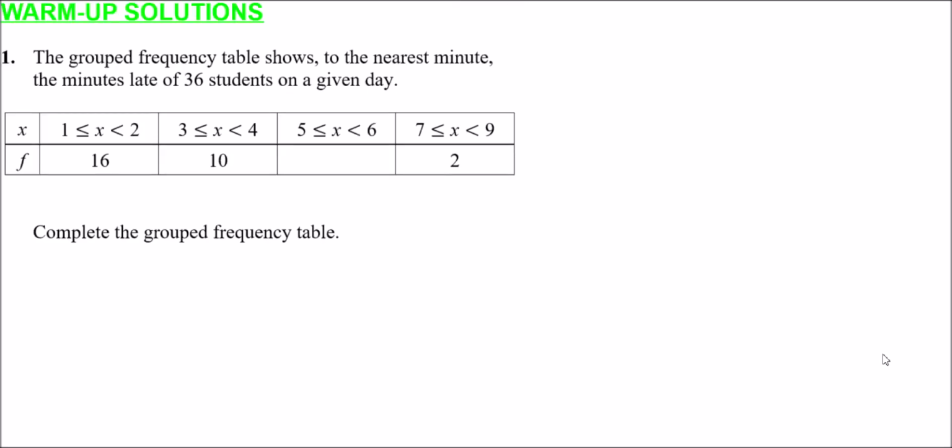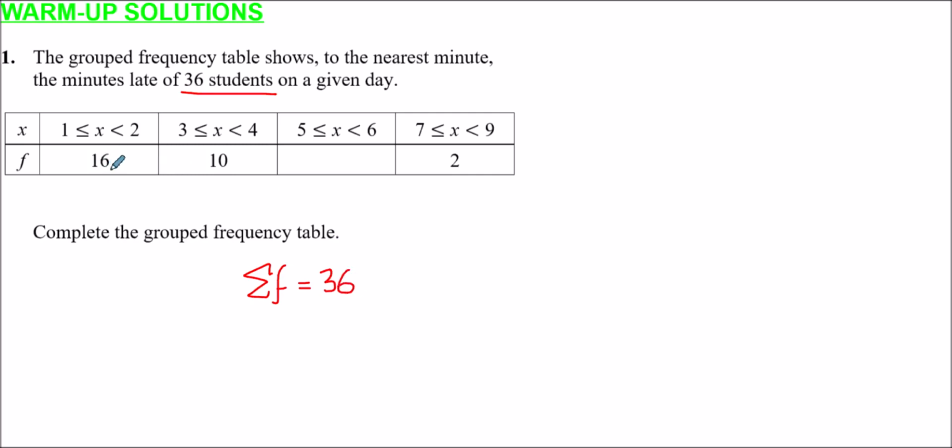Question 1 is fairly straightforward. You've got a grouped frequency table showing to the nearest minute the minutes late of 36 students on a given day of school, and we need to complete the grouped frequency table. So what we're told here is that there's 36 students, and so we know that the sum of all the frequencies therefore has to be 36.